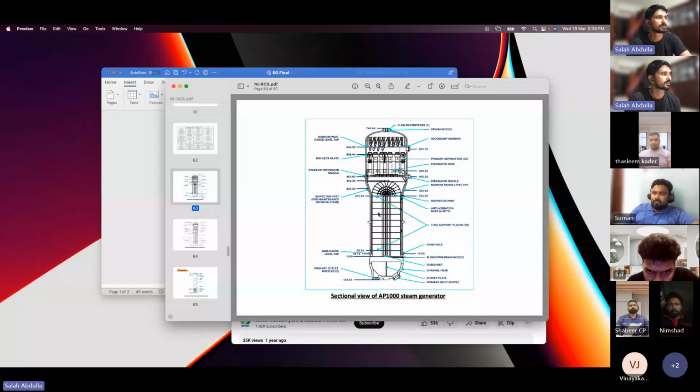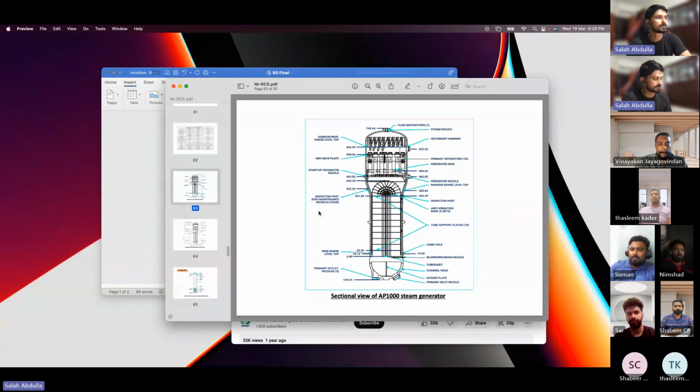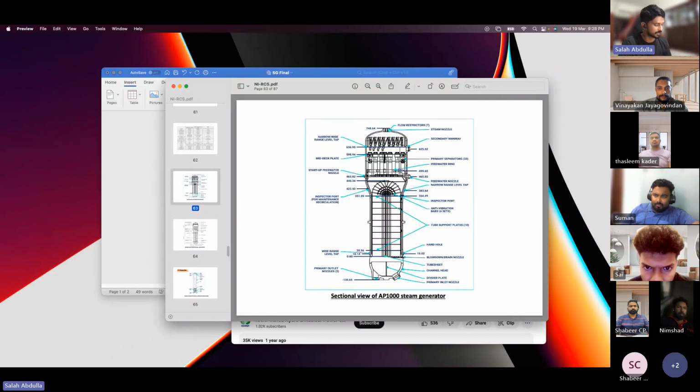So this is the one sectional view of a P1000 steam generator. Here, these are the U-tube heat exchangers, which are the U-tubes here, and we can divide it into two integral sections: the evaporator section and the steam drum section. The steam drum section consists of the moisture separating equipment, which removes most of the entrained water from the steam.